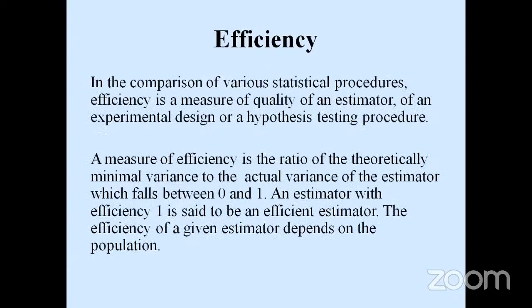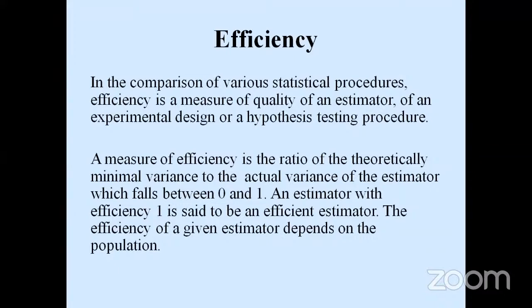What we are talking about are the properties of estimators. The third one is called efficiency. In comparison of various statistical procedures, efficiency is a measure of quality of an estimator, of an experimental design, or of a hypothesis or any testing procedure. The measure of efficiency is the ratio of theoretically minimal variance to the actual variance of the estimator, which falls between 0 and 1.